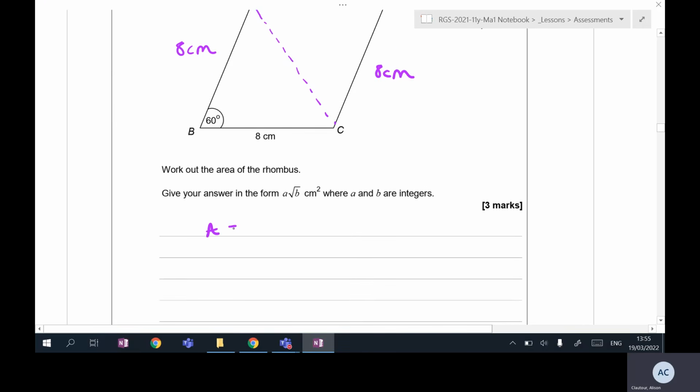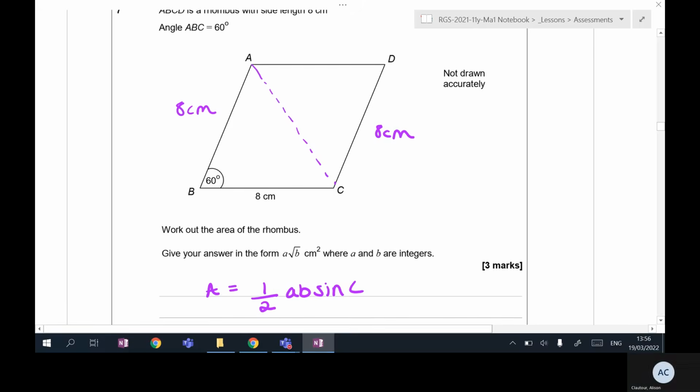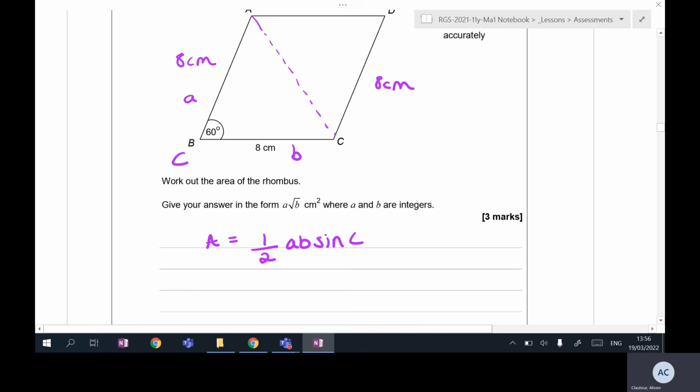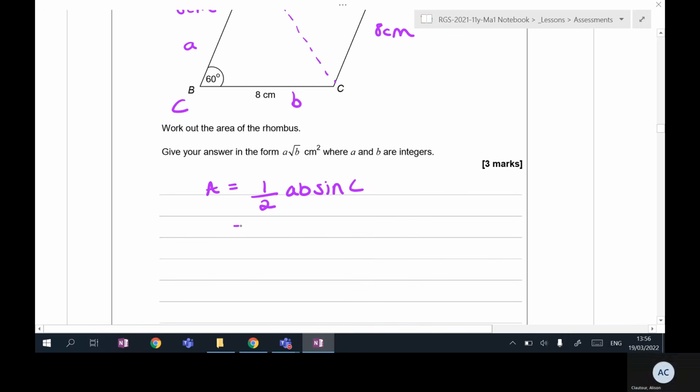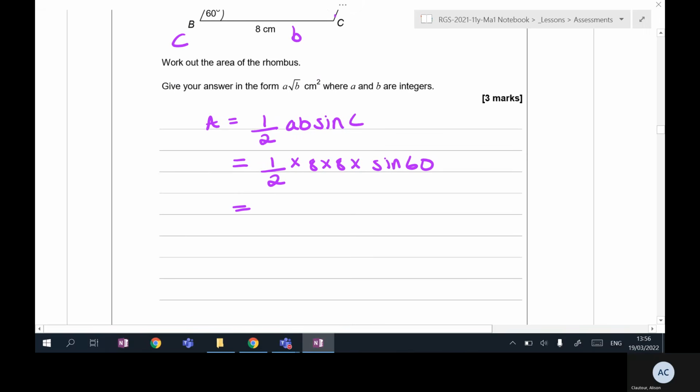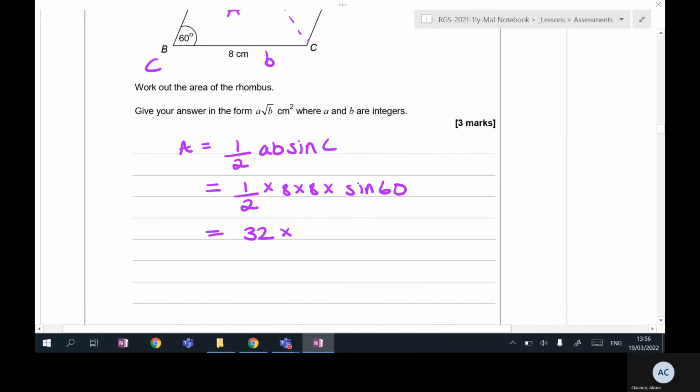So the area of a triangle, remember, is half AB sine C, where A and B are the sides either side of the angle and C is the angle. So you want both sides and the included angle. Okay, so we're going to do half. So the area is, remember, just this triangle here. 8, 8 sine 60. So half times 8 times 8 is 32. And then sine 60 is one of the angles that you should know.